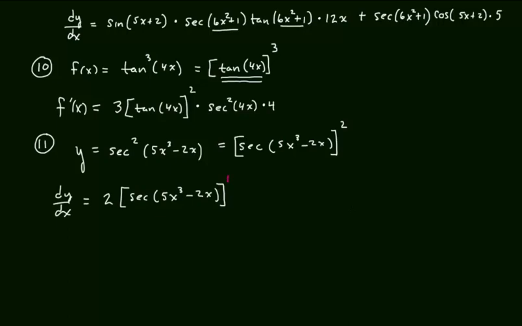Now I have to do the derivative of the stuff, secant of some little stuff, which is going to be secant of the little stuff, tangent of the little stuff. And then I know I have to do the derivative of the little stuff. Make sure I have parentheses, 15x squared minus 2.